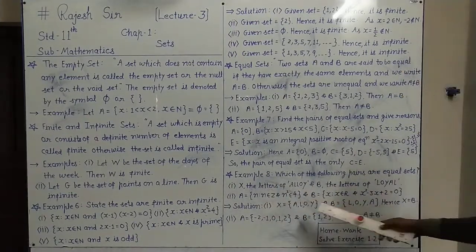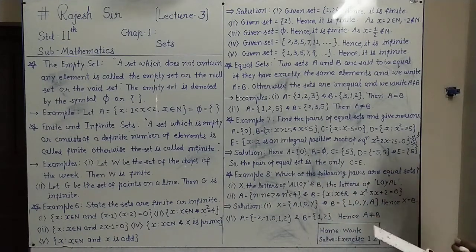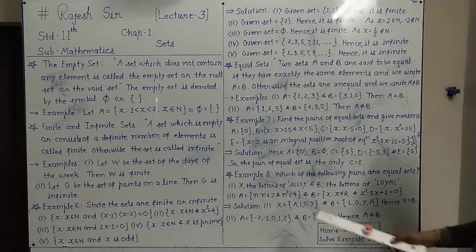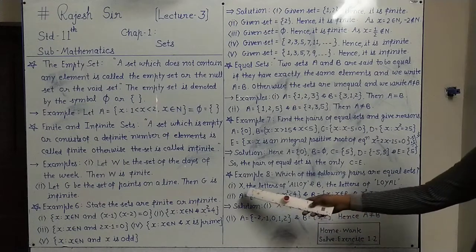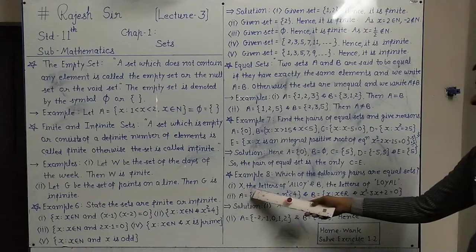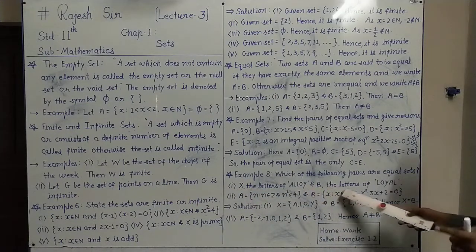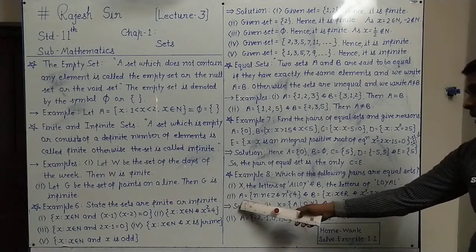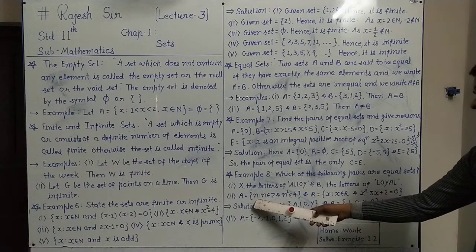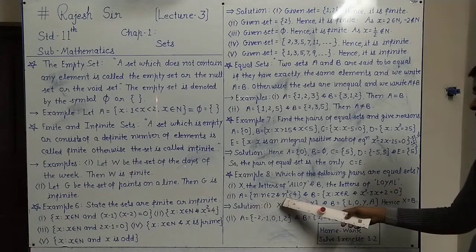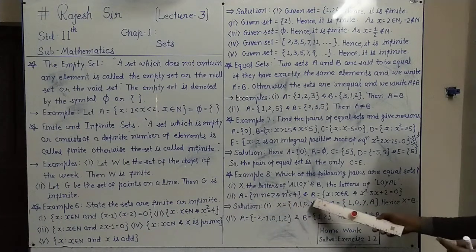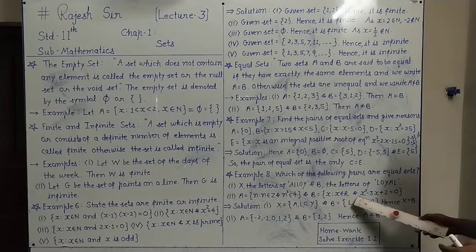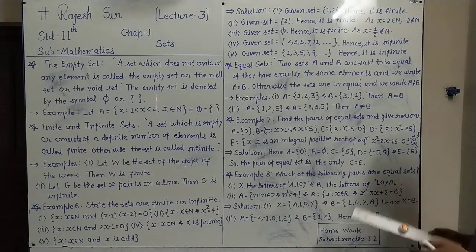Similarly, example 8 is there: which of the following pairs are equal sets? Here we have to first see which pair is equal. In the first pair, X is the letters of ALLOY, and B is the letters of LOYAL. In the second pair, A equals the set of n such that n belongs to Z, n square is less than or equal to 4, and B equals the set of x such that x belongs to R, and x square minus 3x plus 2 equal to 0.